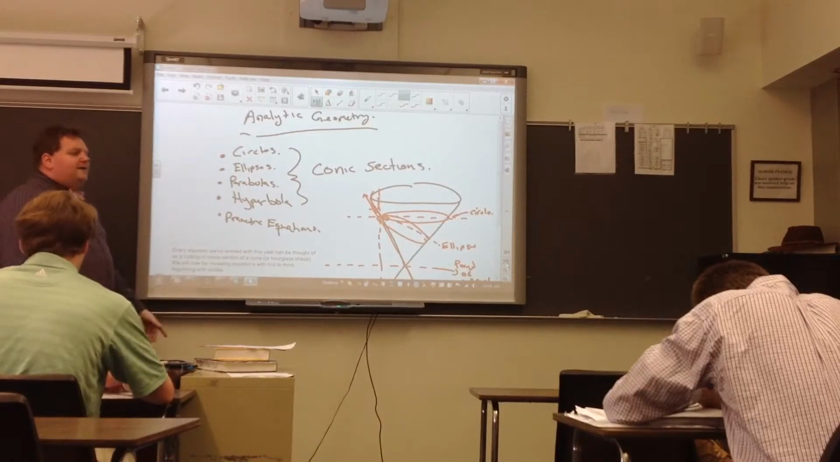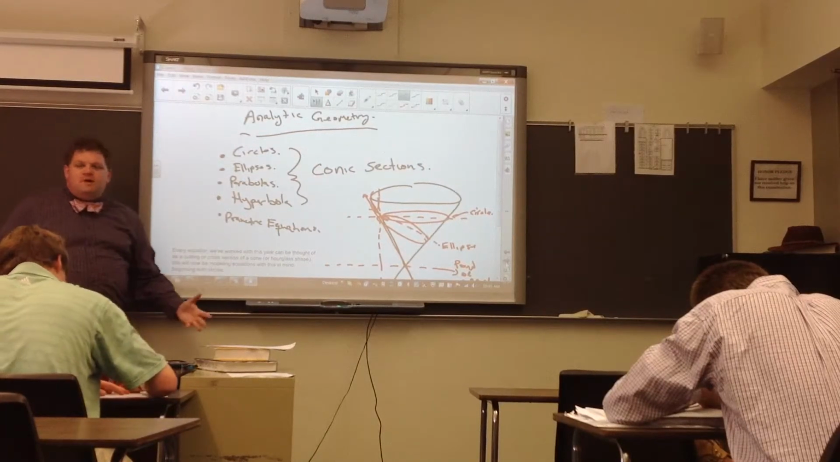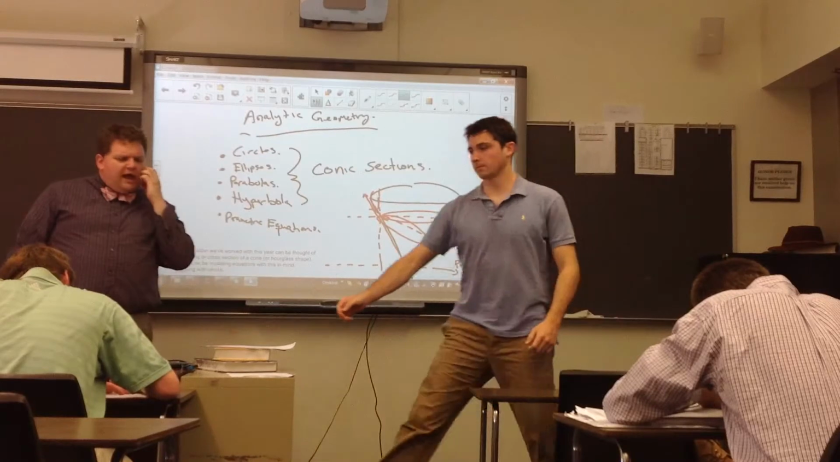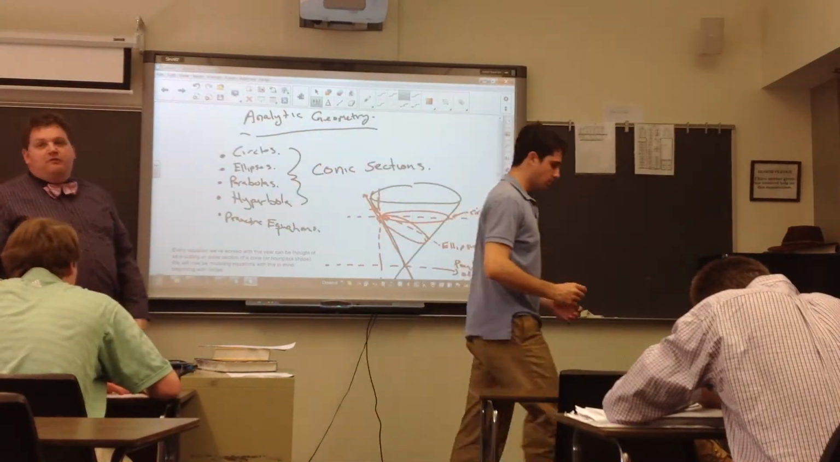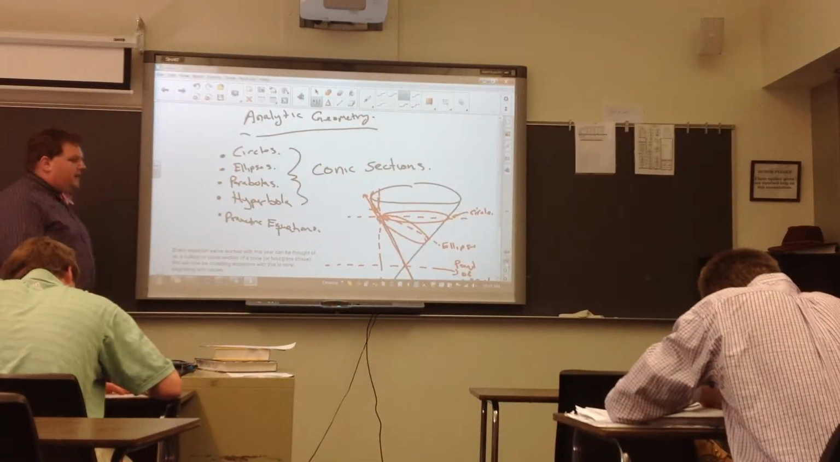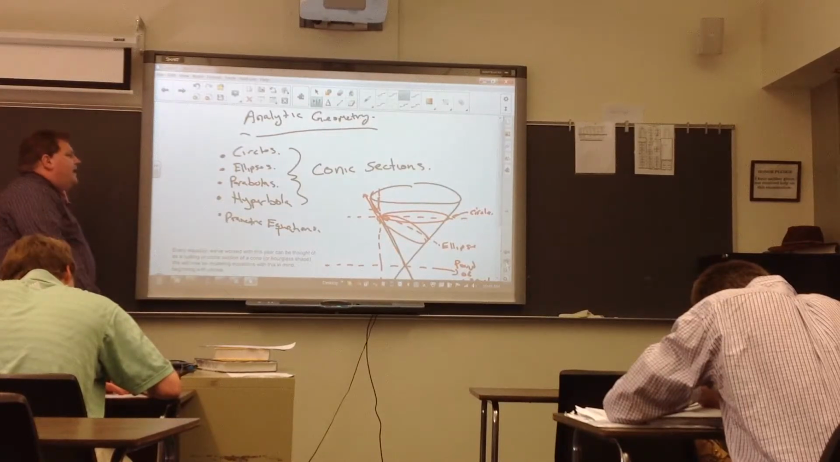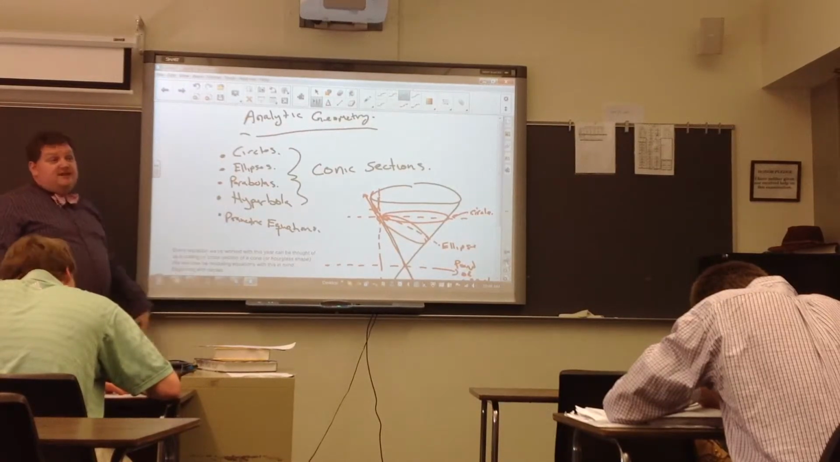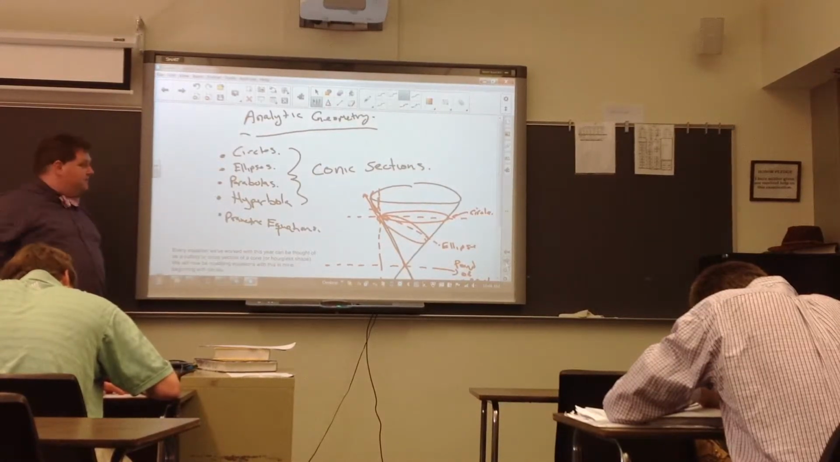Ellipses. An ellipse is a fancy word for a circle. Sorry, not a circle, an oval. The term in math for an oval is an ellipse. So if you see ellipse, just think oval. Parabolas, we've seen those before. Those have the U shapes.